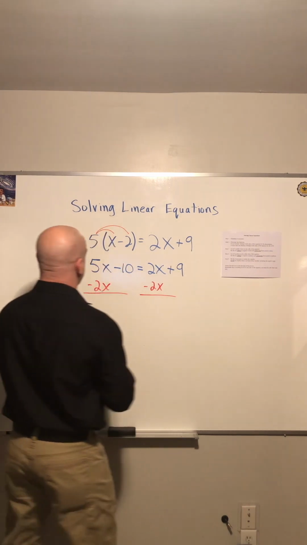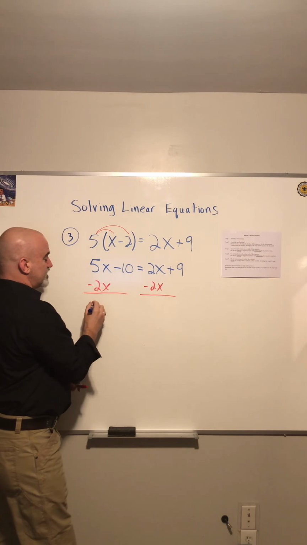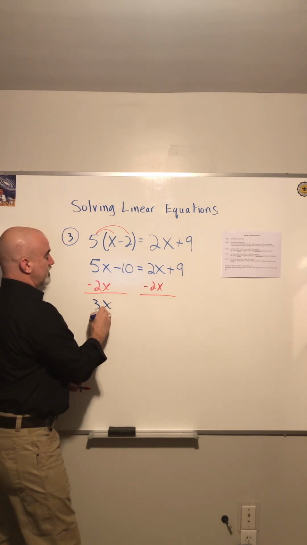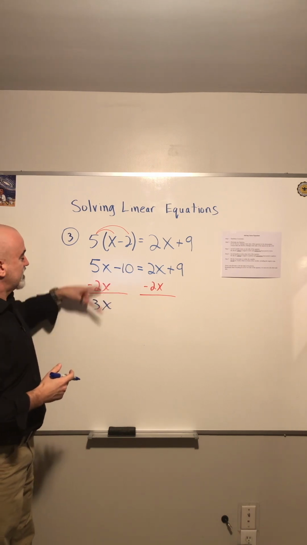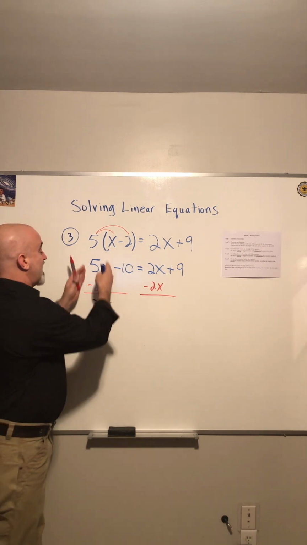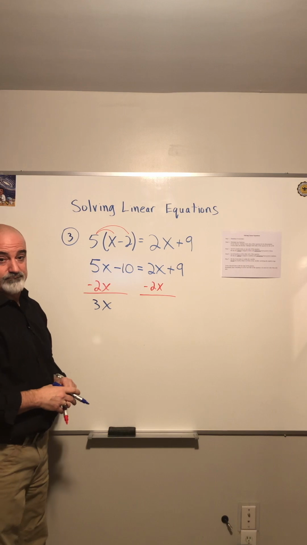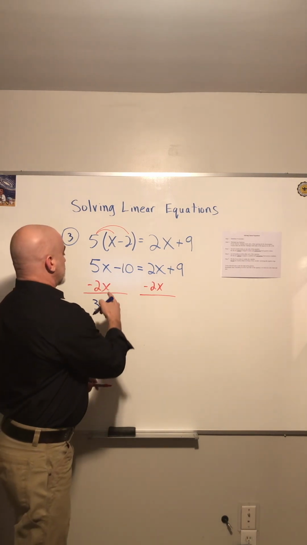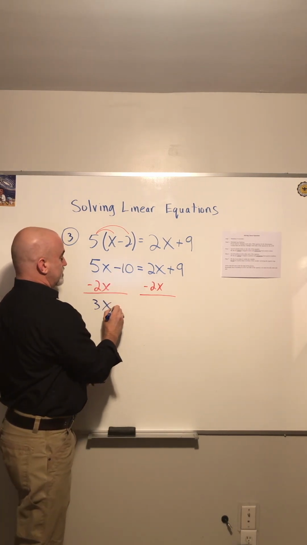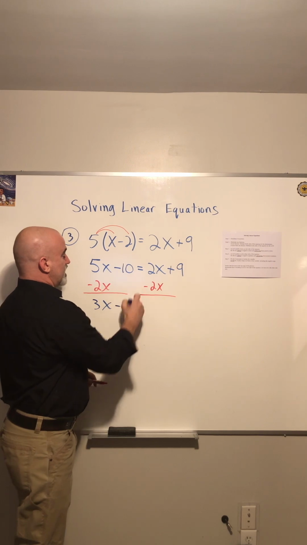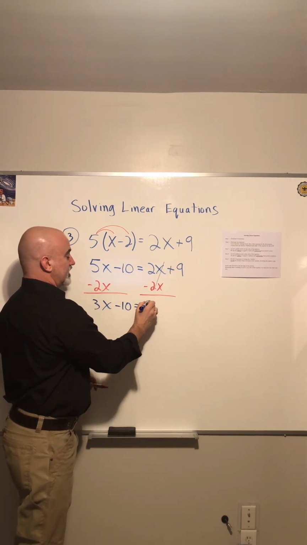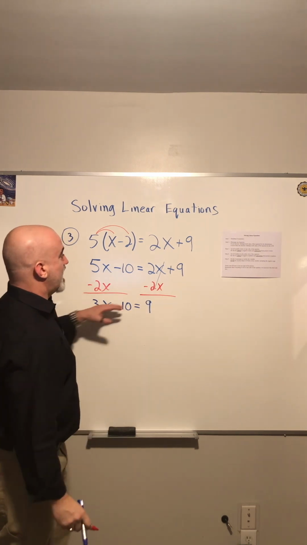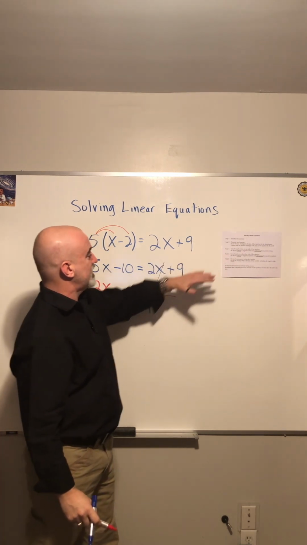Okay, so we subtract here. 5x minus 2x gives us 3x. Remember, these are like terms, right? This 10, negative 10 has nothing to do with this. These are like terms. They have to be exactly the same for us to subtract, right? So this negative 10 just drops down, the equal sign drops down, this is gone, and I'm left with a 9 over here. So after step 3, we have this.